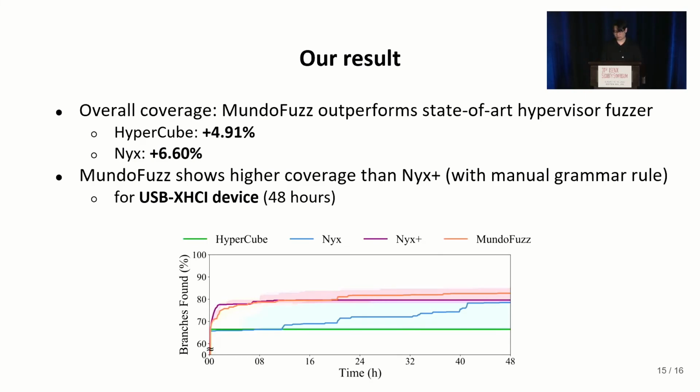Also, to demonstrate the performance of MundoFuzz, we compared the coverage to the state-of-the-art hypervisor fuzzers, Hypercube and NIX. MundoFuzz outperforms them overall by 4.9 and 6.6 times respectively. We also compared NIX with manual grammar rules to MundoFuzz through the complex USB device, and MundoFuzz shows higher coverage than NIX with manual grammar rules.